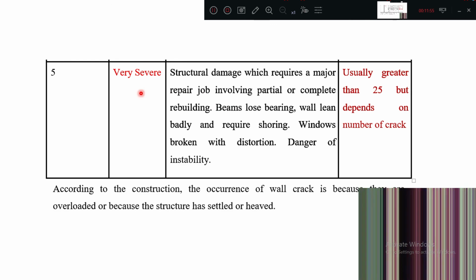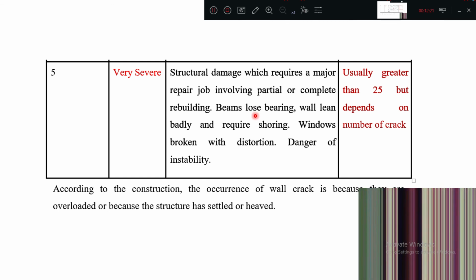Okay, very severe. This is the last one. This is the structural damage itself, with cracks more than 25 mm. Here structural damage requires a major repair job involving partial or complete rebuilding. The wall has to be replaced completely because, due to earthwork or an accident, the wall is completely broken. A major crack has appeared.